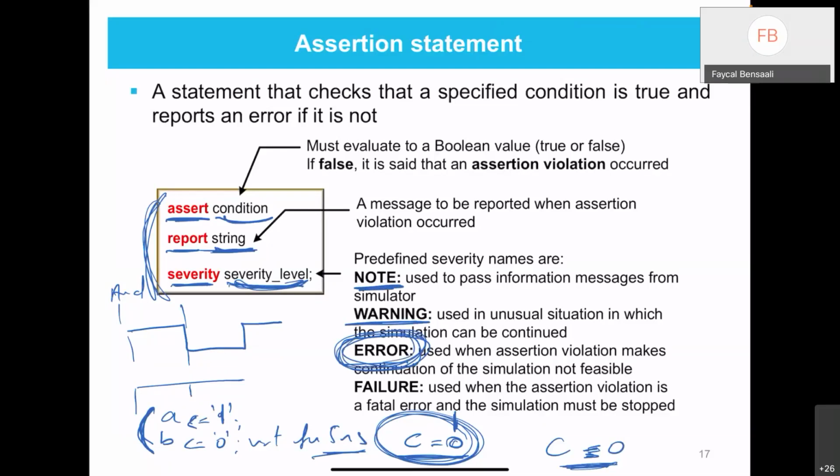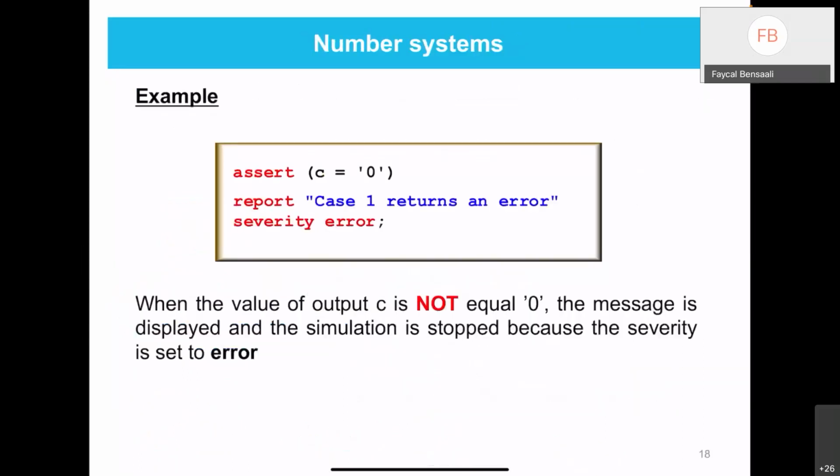And the good thing with this is that when it gets an error, it will stop the simulation. It will not go on to the next cases. So you don't have to waste your time waiting for the simulation of the whole design, especially if you have a big design. You don't need to wait until you test all cases. Whenever there is an error, it will stop the simulation. I hope this is clear. This is an example here. Again, I did the case for C equal 0: assert C is equal 0, as in the example that I gave you before.